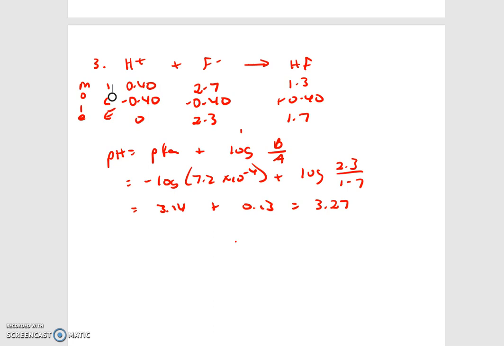So I can use my Henderson-Hasselbalch equation again to calculate my pH. And now my pH is 3.27, which again makes sense because I added a strong acid to my buffer solution. I would expect my pH to be a little bit less than it was before, although there isn't a huge change because, again, buffer solutions resist changes in pH as long as we're within the buffer capacity.